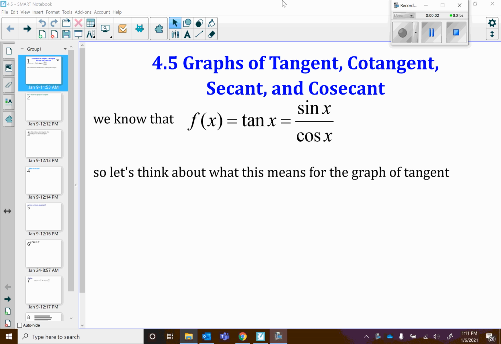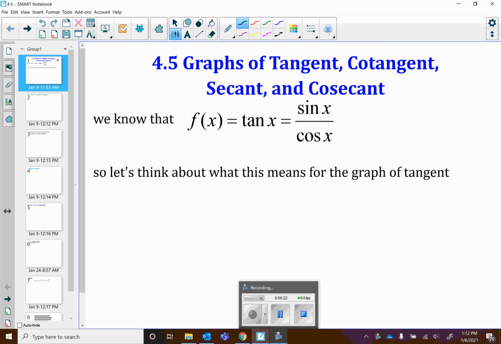Let's take some notes on 4-5 graphs of tangent, cotangent, secant, and cosecant. Of course, we're going to start with tangent, and hopefully you remember that tangent is a ratio of sine and cosine. Tangent is really equal to sine over cosine. So let's consider what knowing this might tell us for the graph of tangent.